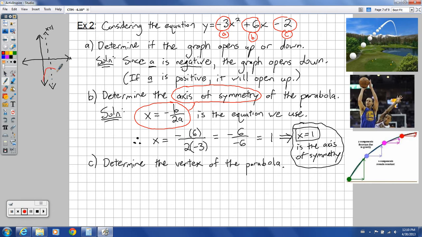So it could be here, maybe it would be here. I don't know yet, but it's got to open down, and that's got to be the highest point right there where x equals 1. That's the vertex of the parabola, the highest or lowest point. If it's opening this way, then it would be the lowest point instead of the highest point, but the vertex is either the highest point or lowest point, depending on how it's opening, up or down. So let's figure that out. Well, I know that the x value right here from the axis of symmetry has to be the x value of the vertex.